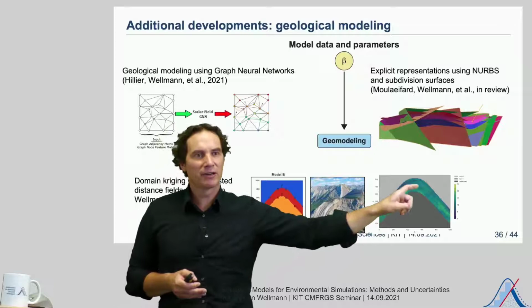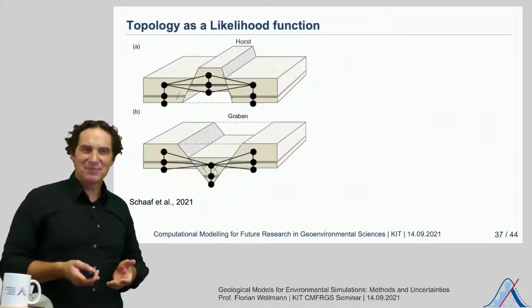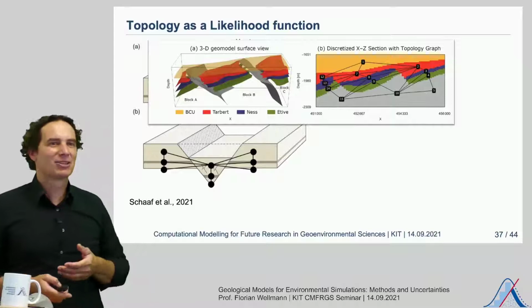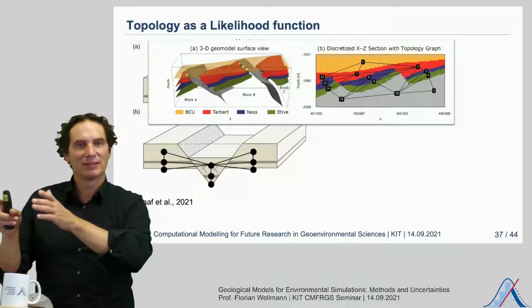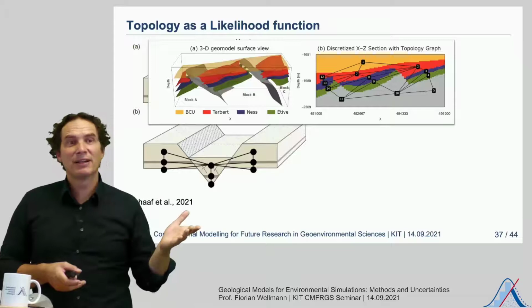Okay, then we have other aspects of information that we include, and one part is topology. So we work a lot on extracting information from geological maps, for example. That's work which is done a lot also in Australia by Mark Jessel and his group. And we are using these methods as well to see which geological models make geological sense.